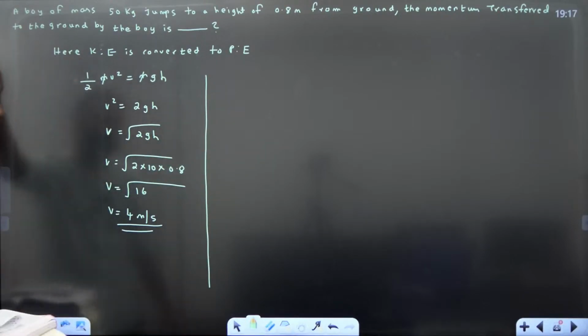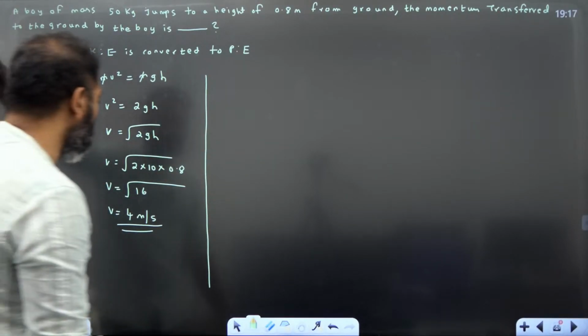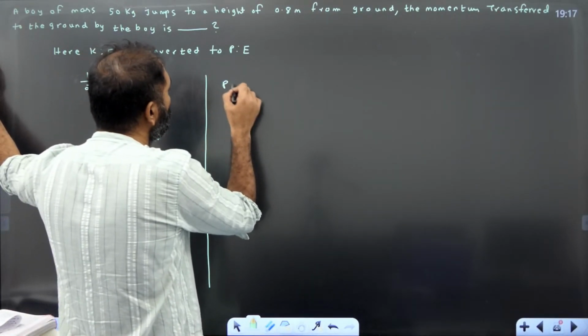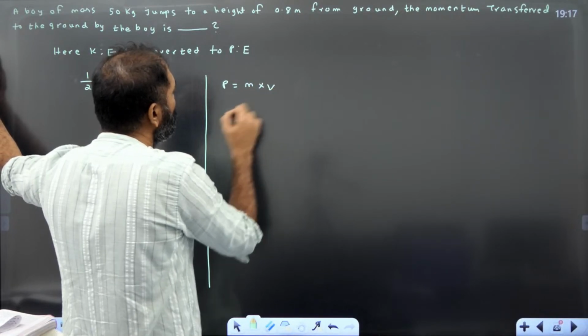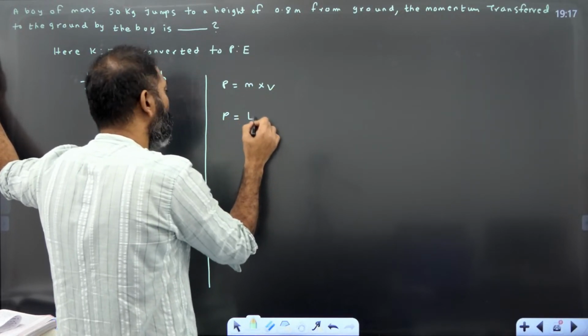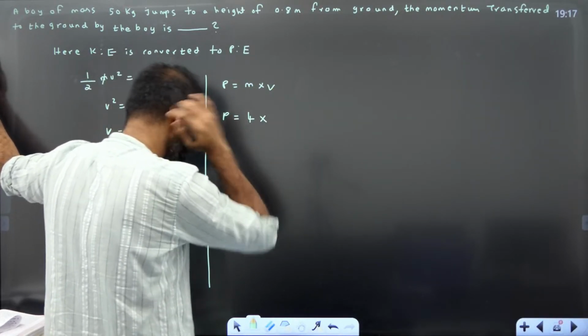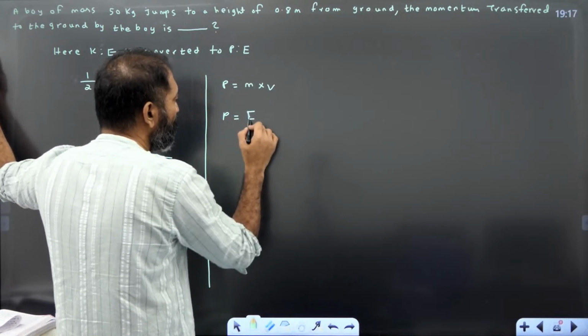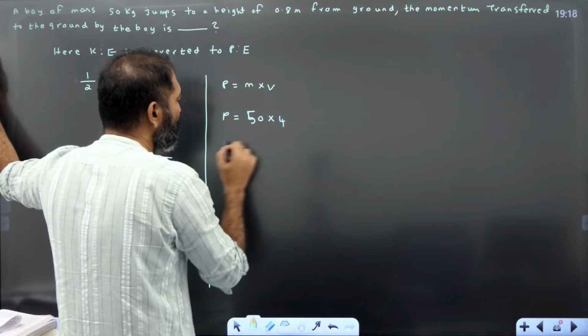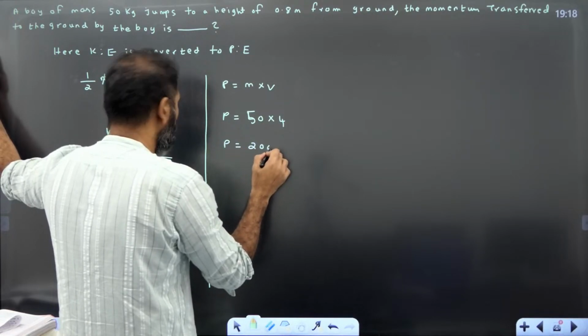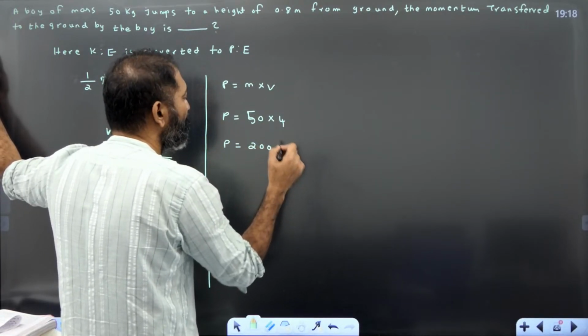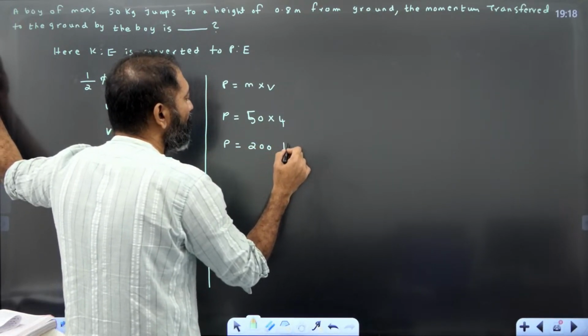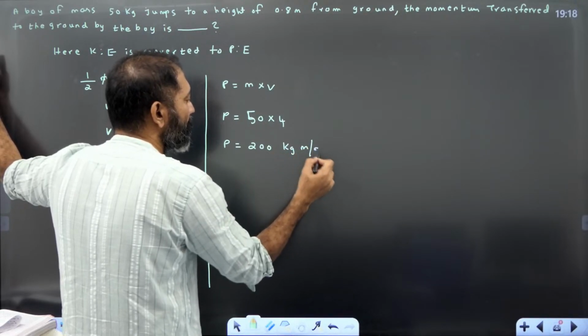So we got the velocity with which the boy jumps. So what is the momentum? Momentum P equals mass into velocity. Mass is 50, so 50 into the velocity, 4. So the momentum is 200 kilogram meter per second.